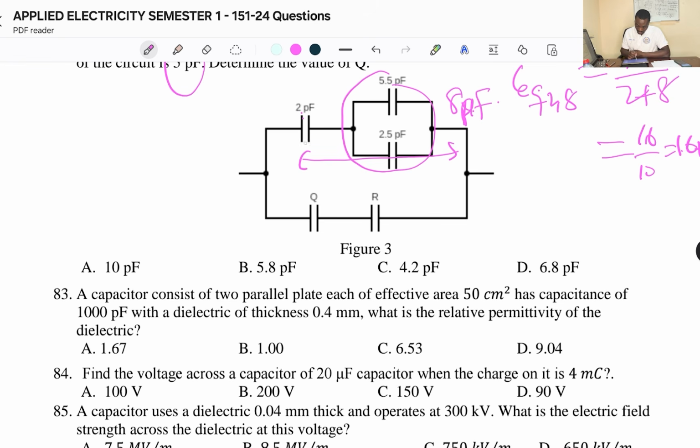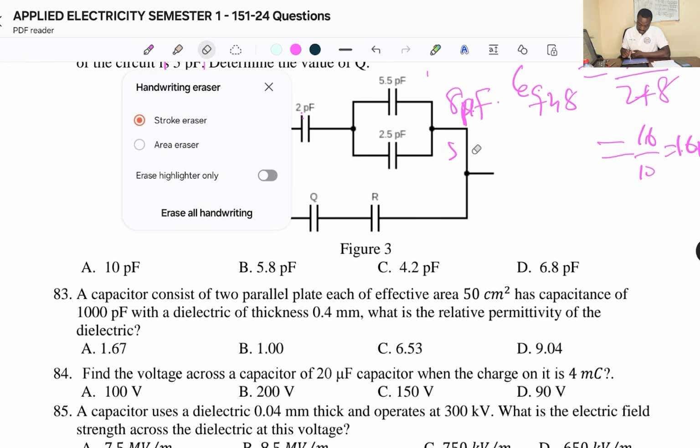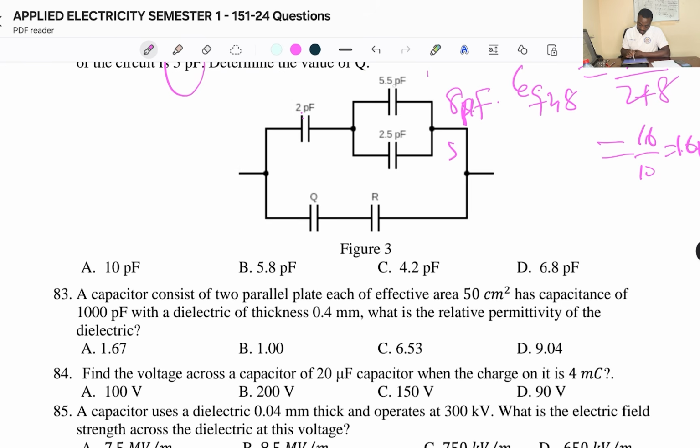Now, that is for the whole of this, the equivalent capacitance for the top part that we have here. Now the bottom, right?